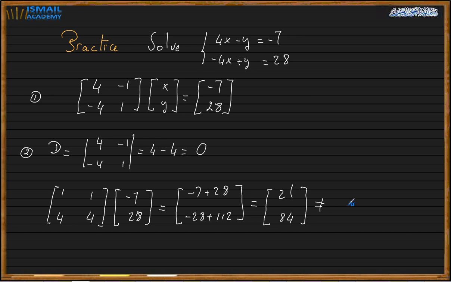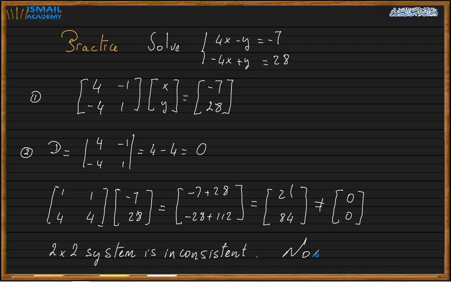And this is different than the 0 matrix, which means the system is inconsistent, so no solution. So then the 2 by 2 system is inconsistent, so therefore no solution. Let's pick another example.